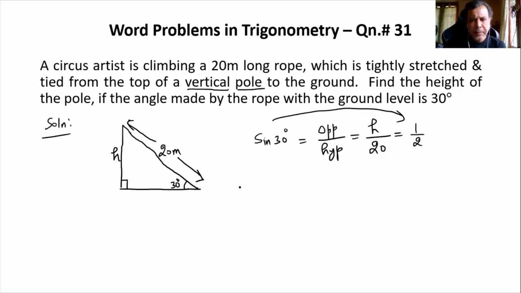So that means we have height by cross multiplication. Height is equal to 20 by 2. So that becomes 10 meters. Hope it's clear. Let's proceed to the next question.